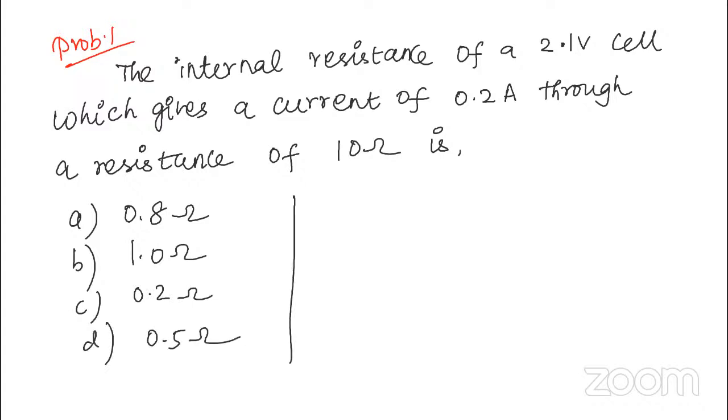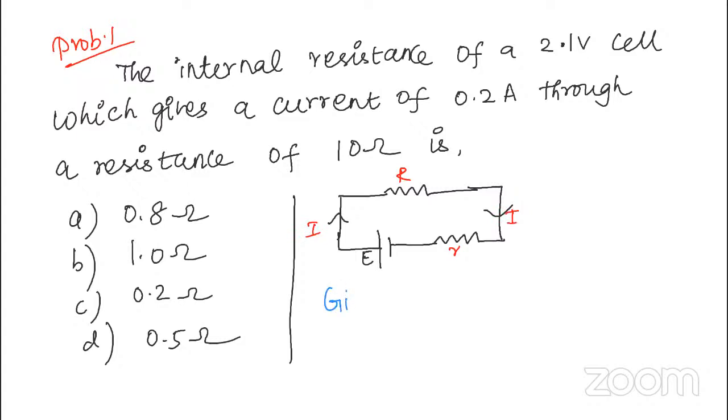Okay, so first of all, we just draw the diagram. Here one resistance should be connected with the cell E, and here the internal resistance is there. This is capital R and this is small r. Then I is the current that flows through the circuit. So let us now write the given values. What are the values given?